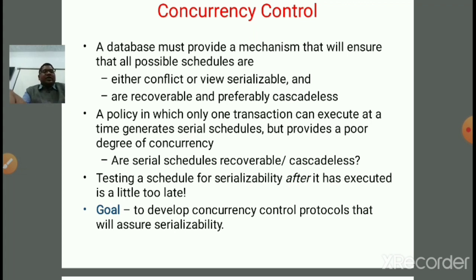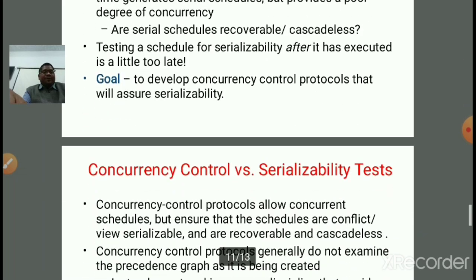Now, a policy in which only one transaction can execute at a time generates serial schedules, but it provides a poor degree of concurrency. Throughput will be low. So are serial schedules recoverable or cascadeless? This is the question that arises. Testing a schedule for serializability after it has executed is a little too late. So our goal is to develop a concurrency control protocol that will assure serializability.